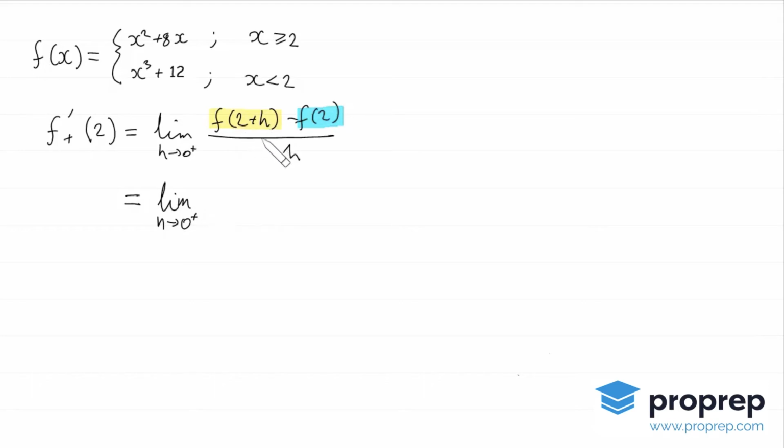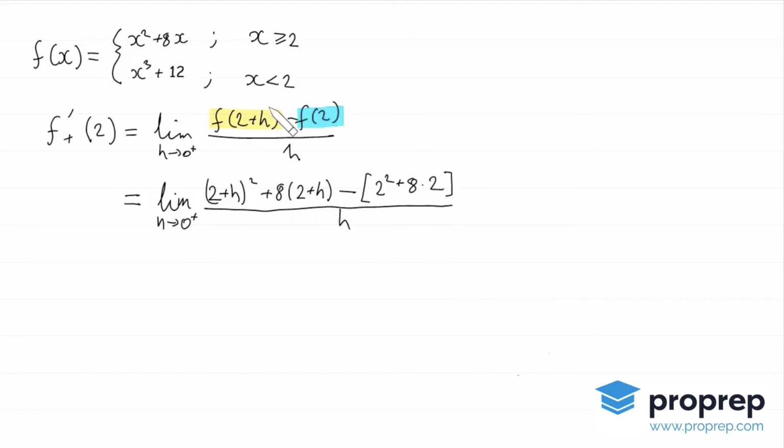Now, the question is what to use for f. Well, 2 plus h is slightly bigger than 2 because h is slightly positive. And so we're using this definition, which is x squared plus 8x. In other words, we get 2 plus h squared plus 8 times 2 plus h minus. Now, as for f of 2, it certainly belongs here. So we also use 2 squared plus 8 times 2, all over h. And let's use the same coloring. And we'll continue with the algebra.